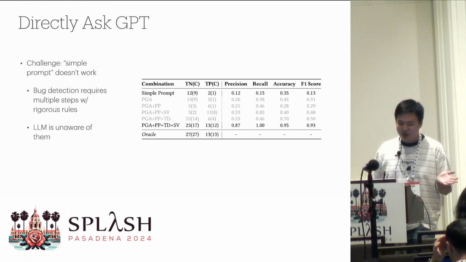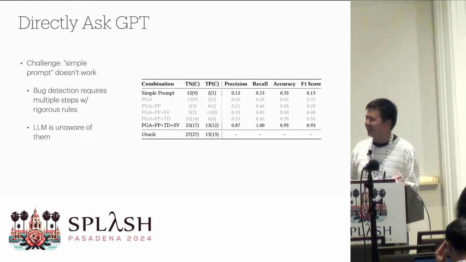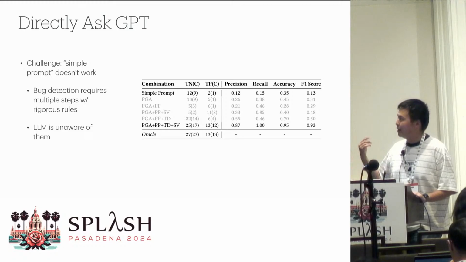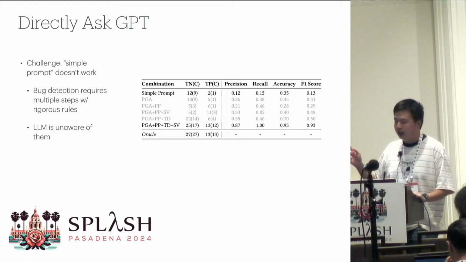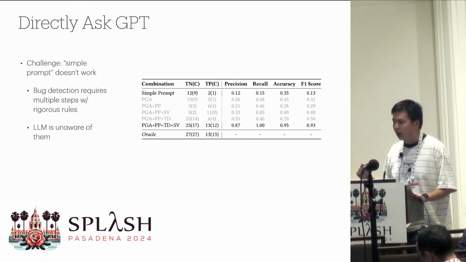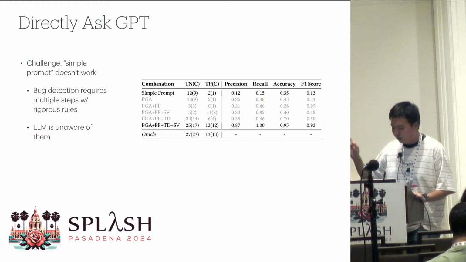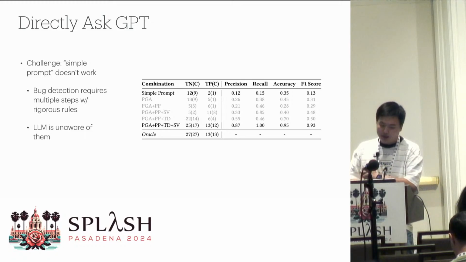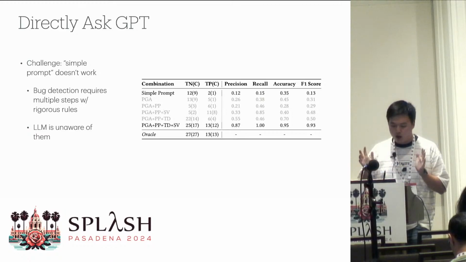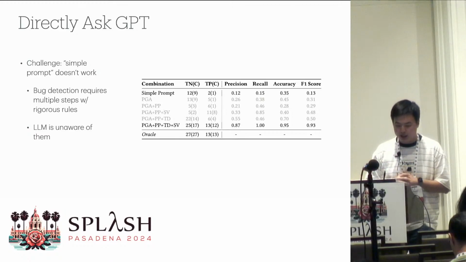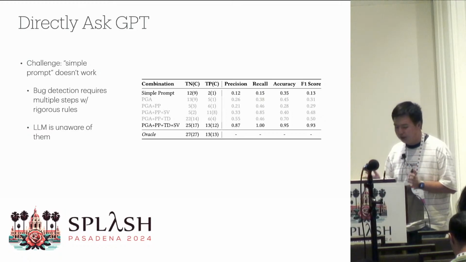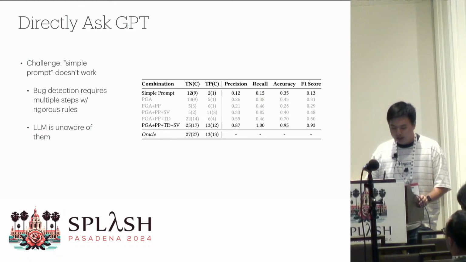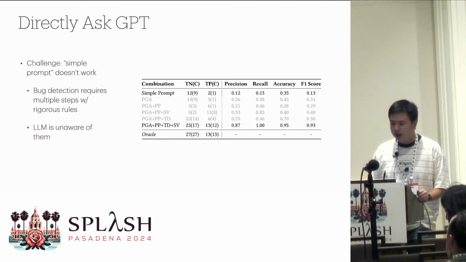But of course, if you literally ask the LLM, are these variables initialized before they are used, it won't work. This table is directly copied from our final evaluation. You can see we call this directly asking strategy a simple prompt, and the simple prompt has pretty bad precision and recall compared to our final design. This is basically because our bug detection task is kind of complicated, and it essentially requires steps with rigorous rules, just like what our static analysis does. And actually, the LLM is unaware of them.